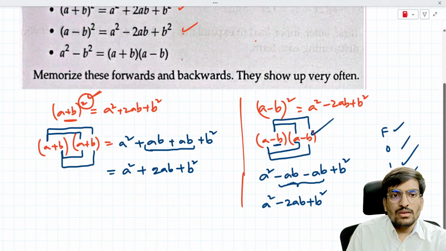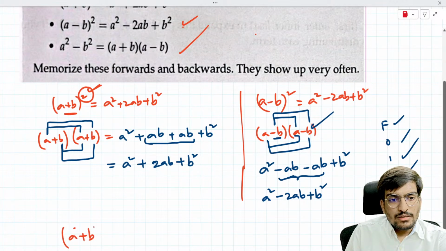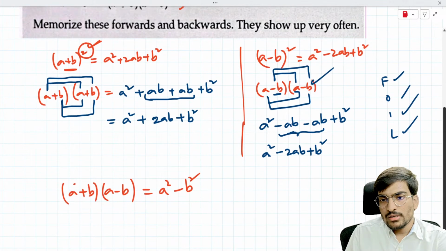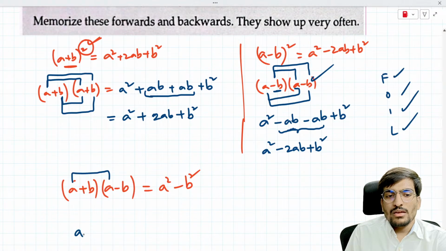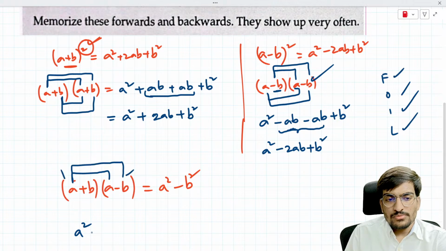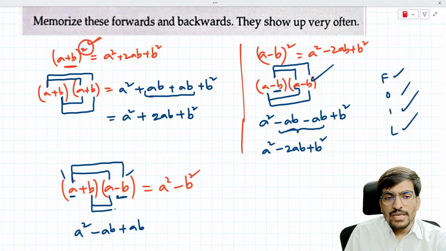And in the same way, a square minus b square. Let's see what we get here. a plus b and a minus b, that equals, they said, a square minus b square. So if you apply FOIL for this, first terms, a into a, a square. Outer terms, a into negative b, negative ab. Inner terms, b into a, plus ab, and then last, b into negative b, negative b square.